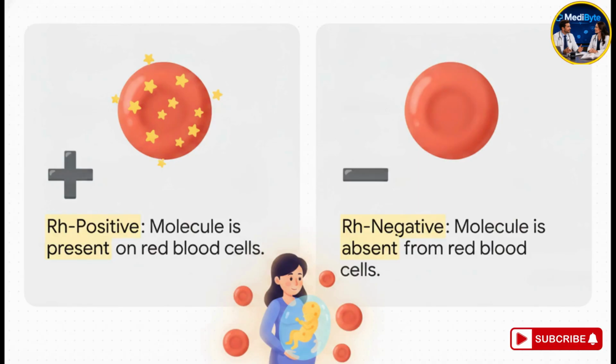Now, day to day, just walking around, this doesn't affect your health at all. But a biological conflict can pop up during pregnancy if a mom is Rh negative and the dad passes an Rh positive trait to the baby. Suddenly you've got two completely different blood types sharing a very, very close environment.